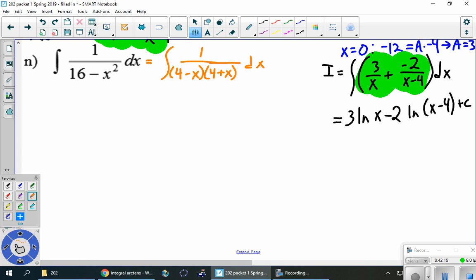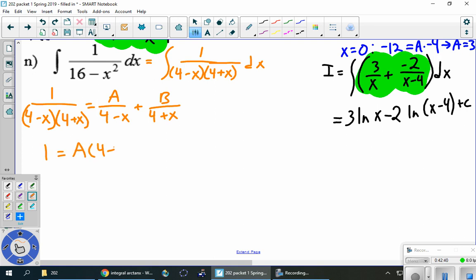dx. Again, partial fraction decomposition here, so we'll start with the fraction A over 4 minus x plus b over 4 plus x. Again, non-repeated linear factors gives us just the a and the b. Okay, multiply both sides by 4 minus x, 4 plus x. So we just get 1 equals a, 4 plus x, plus b, 4 minus x.